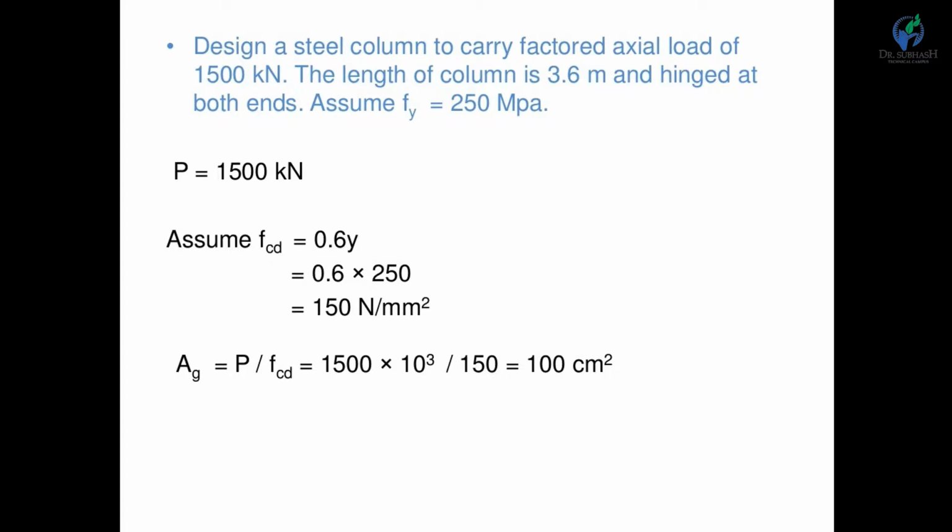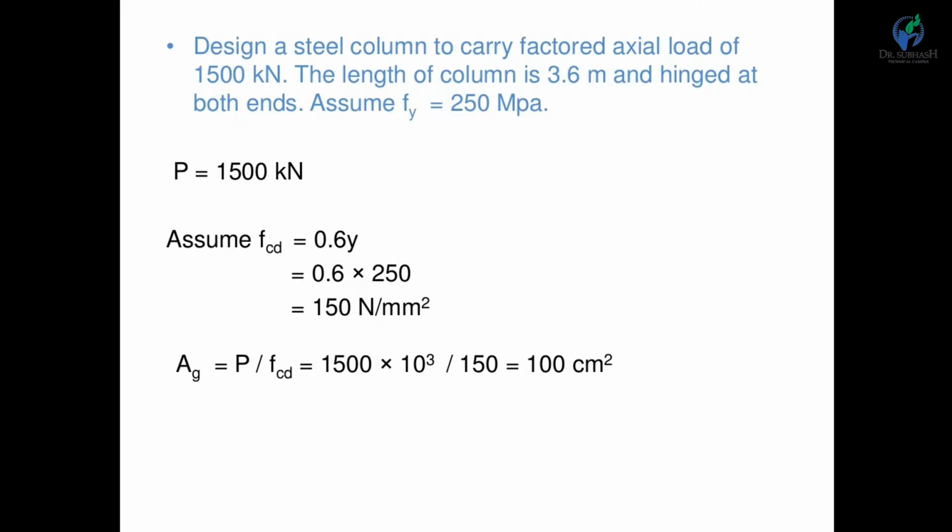Because we have to design for a larger compressive force, it means 1500 kilonewton, we take the higher side of the assumption, it means 0.6 times Fy. But you can assume a value between 0.4 times Fy to 0.6 times Fy. So here in our case, we assume FCD is equal to 0.6 times Fy. It means 150 Newton per mm square.